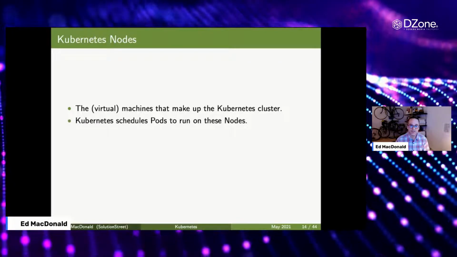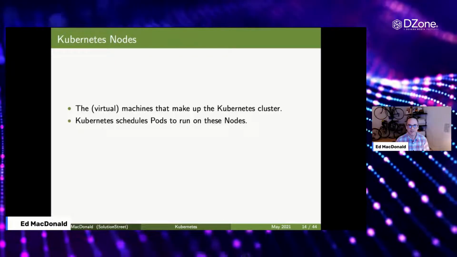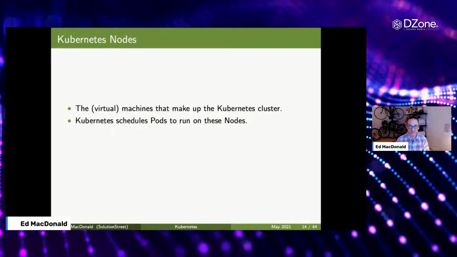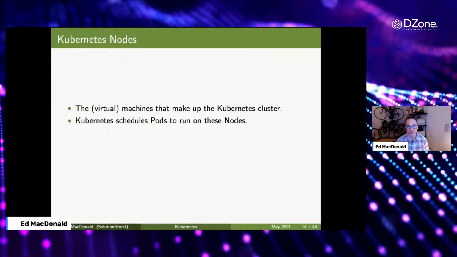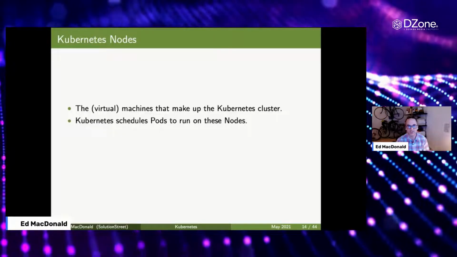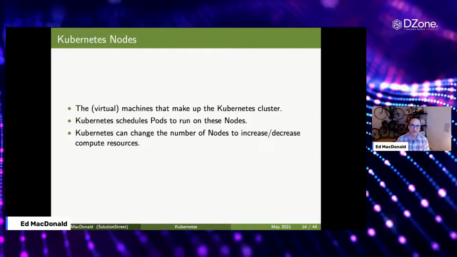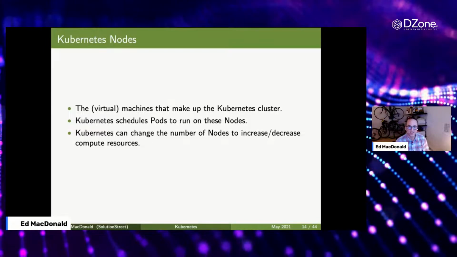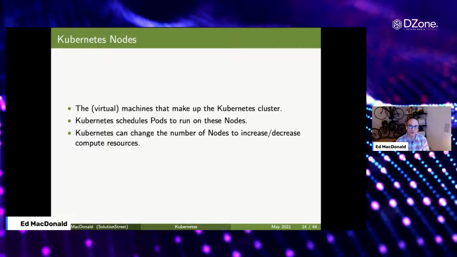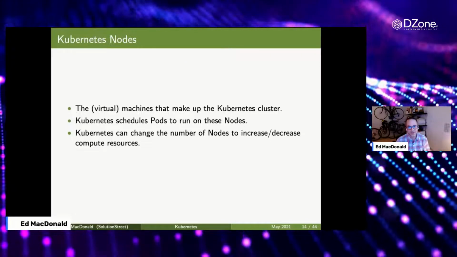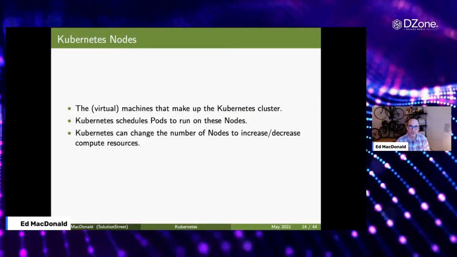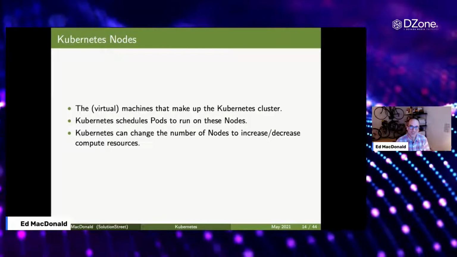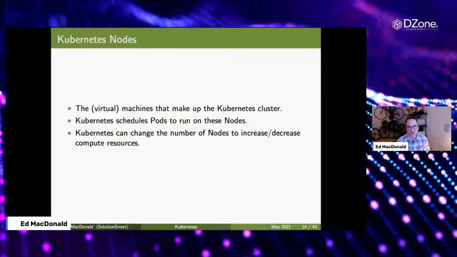And then all Kubernetes at a very high level is just responsible, the Kubernetes application, for scheduling pods to run on these nodes, making sure that they're up and running, moving them between nodes, etc. This again is the little white lie that I mentioned earlier. It's not actually Kubernetes that can change the number of nodes to increase or decrease compute resources. It's the implementation of Kubernetes that can do that.